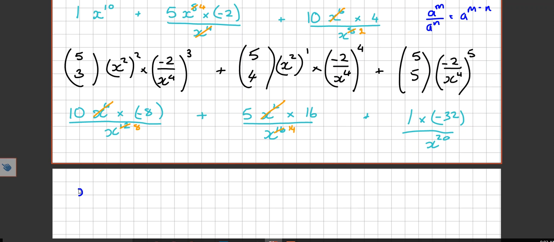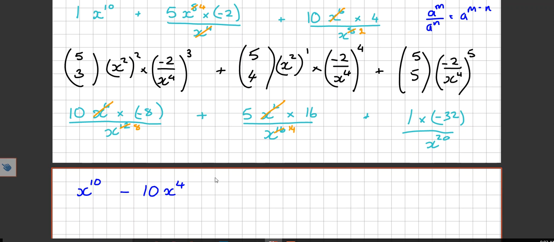So what have we got then? We've got x to the power of, oh, I missed that, 10. I'm so lost. We've got plus how many? So actually that's a minus 10 x to the power of 4.